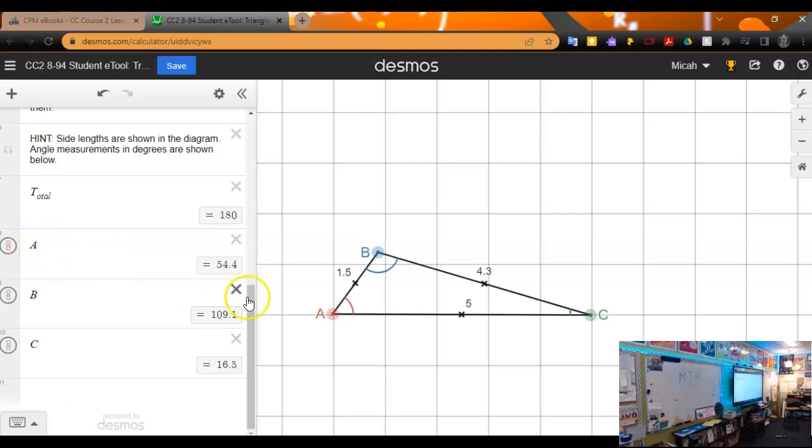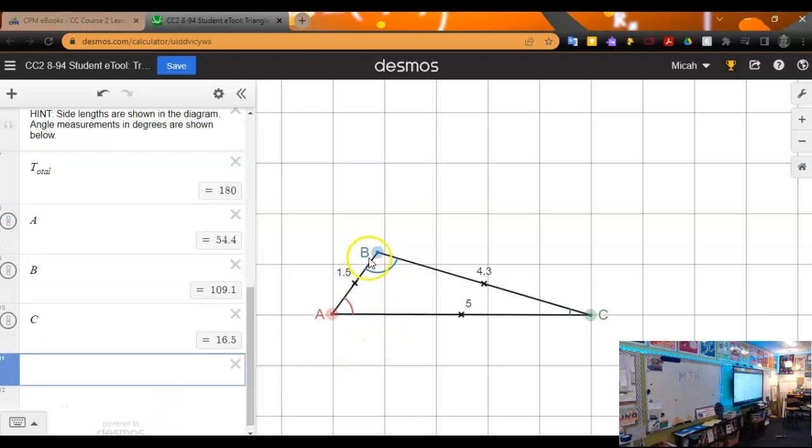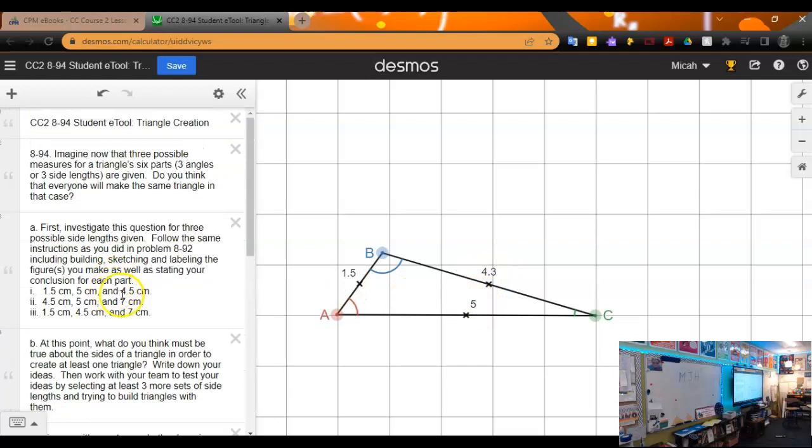So here's my angle sizes. If you scroll down here, now we can see what size the angles are. Oh, hey, look, they give us the total. Crap, but nothing about locking my... So I'm not successful right now. I got my 5, I got my 1.5, but I need 4.5.